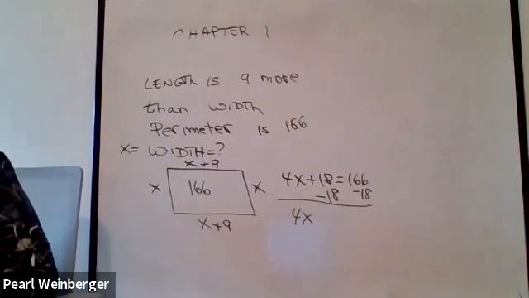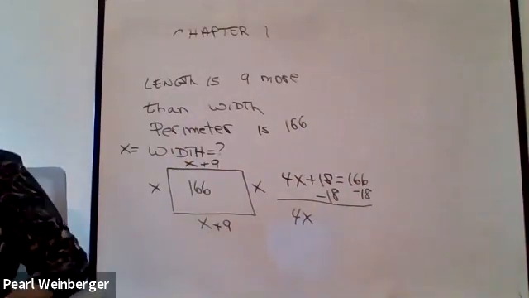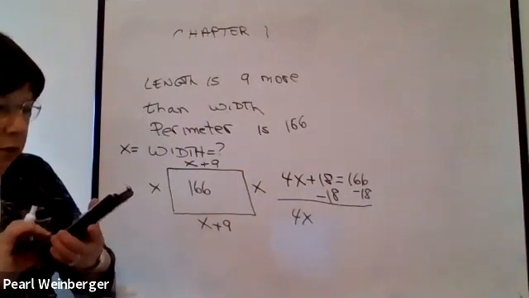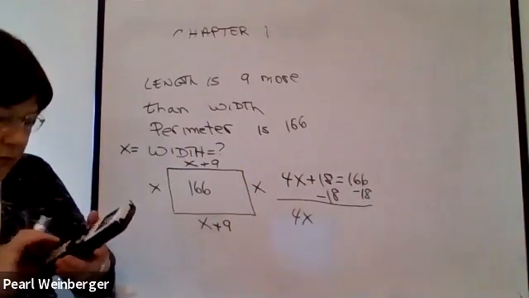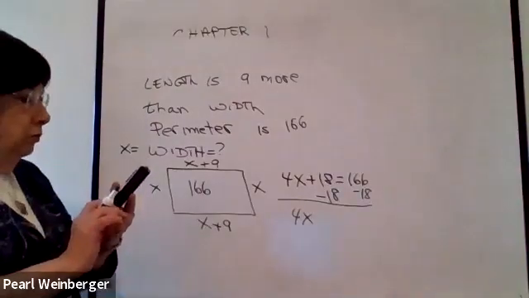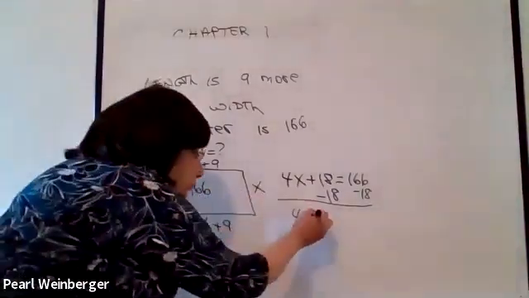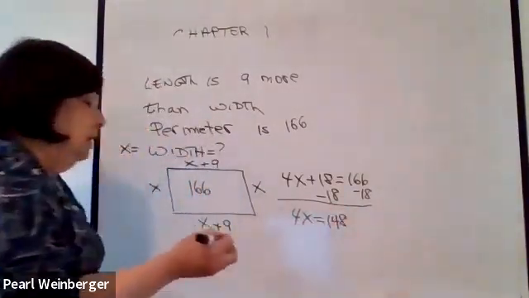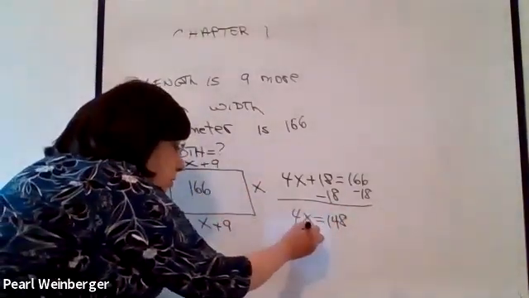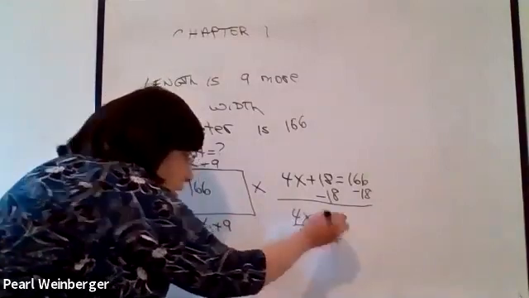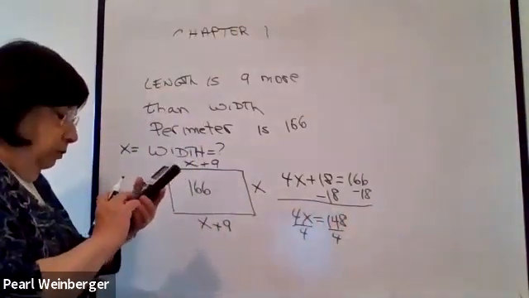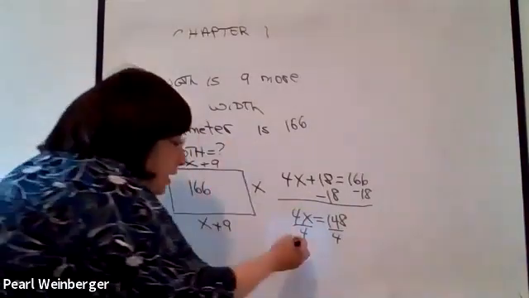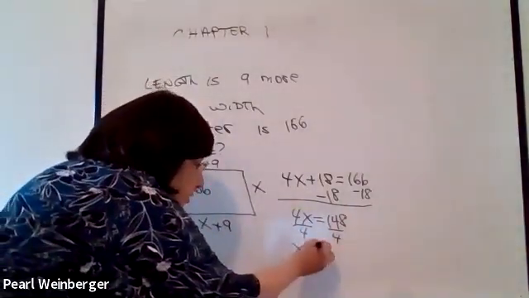I can find it. 166 minus 18 is 148. And then I divide by 4 to find out what x is. So I'm dividing this by 4. It's so much easier to do it when you have a calculator. I get x equals 37.